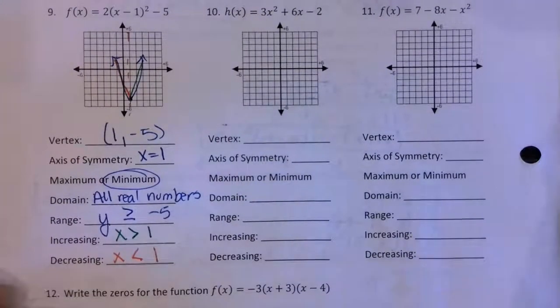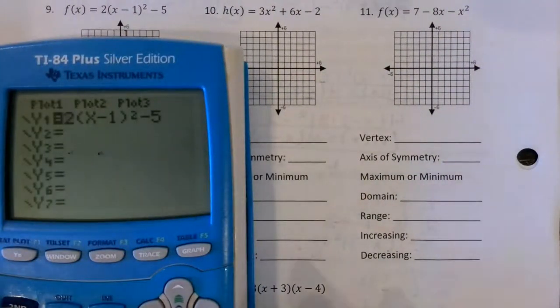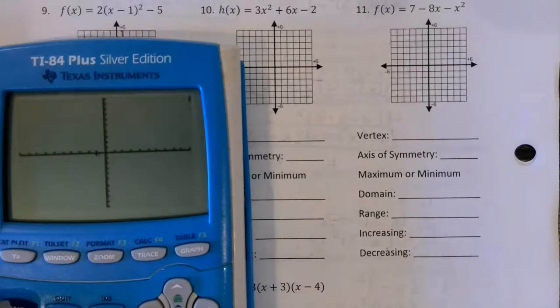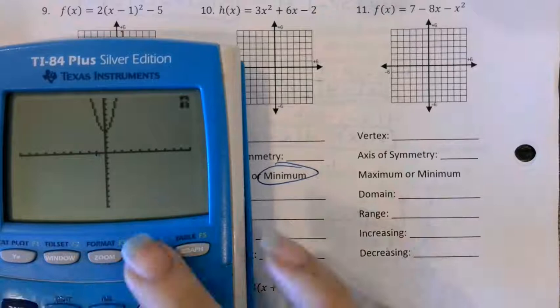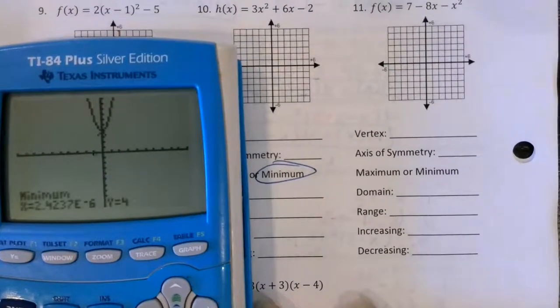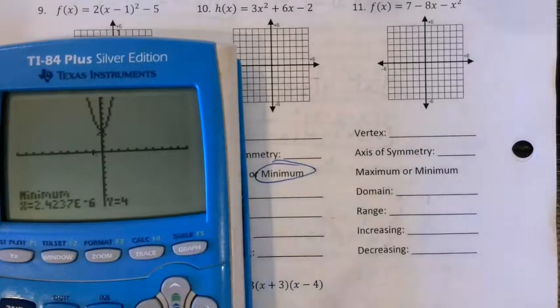I'm going to go ahead and do the same thing again on number 10. I'm going to graph this one. It is 3x squared plus 6 minus 2. This one also has a minimum. I'm going to go second trace. 3 for minimum. I'm going to move my flashing dot to the left side. Press enter. Move it to the right. Press enter twice. When it has this E, it really means 0. So I have 0 and 4 for my vertex.